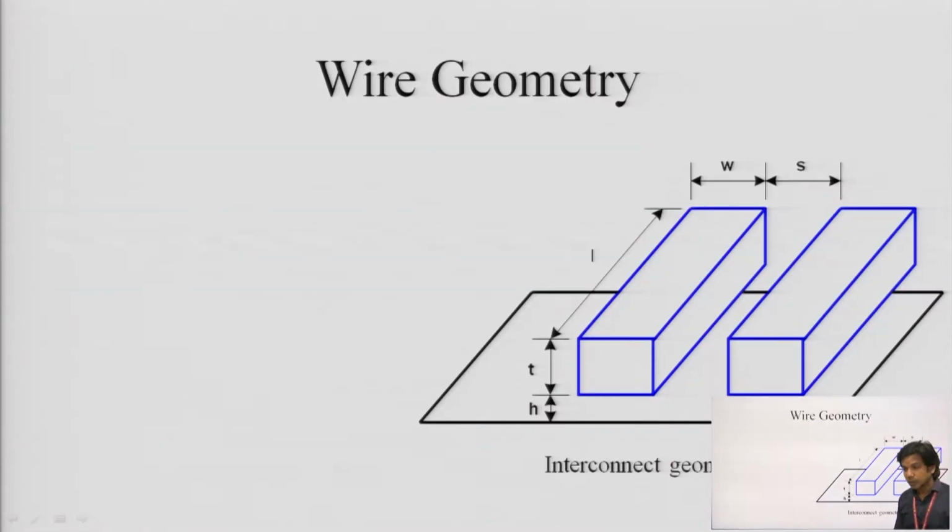Now, how does this interconnect look geometrically? The wire we treat as rectangular in form, like this.